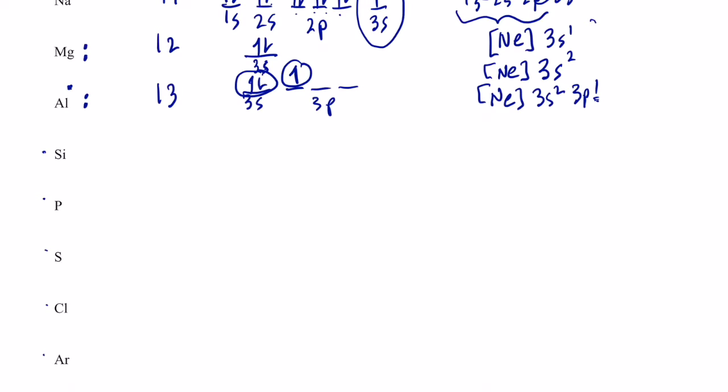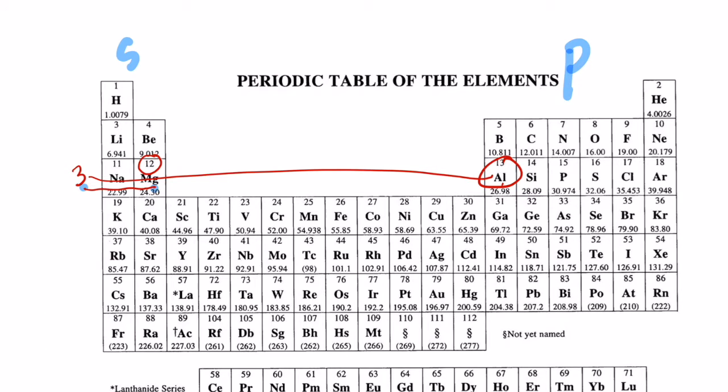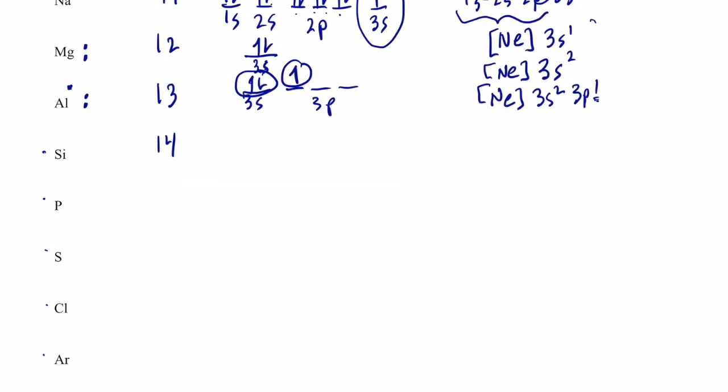Alright, welcome back. The next element is silicon. Its atomic number is 14. Let's take a look at the periodic table for silicon. It's right over there, and so instead of ending with 3p1 like aluminum did, it would end with 3p2, wouldn't it? So let's go back to our notes here.